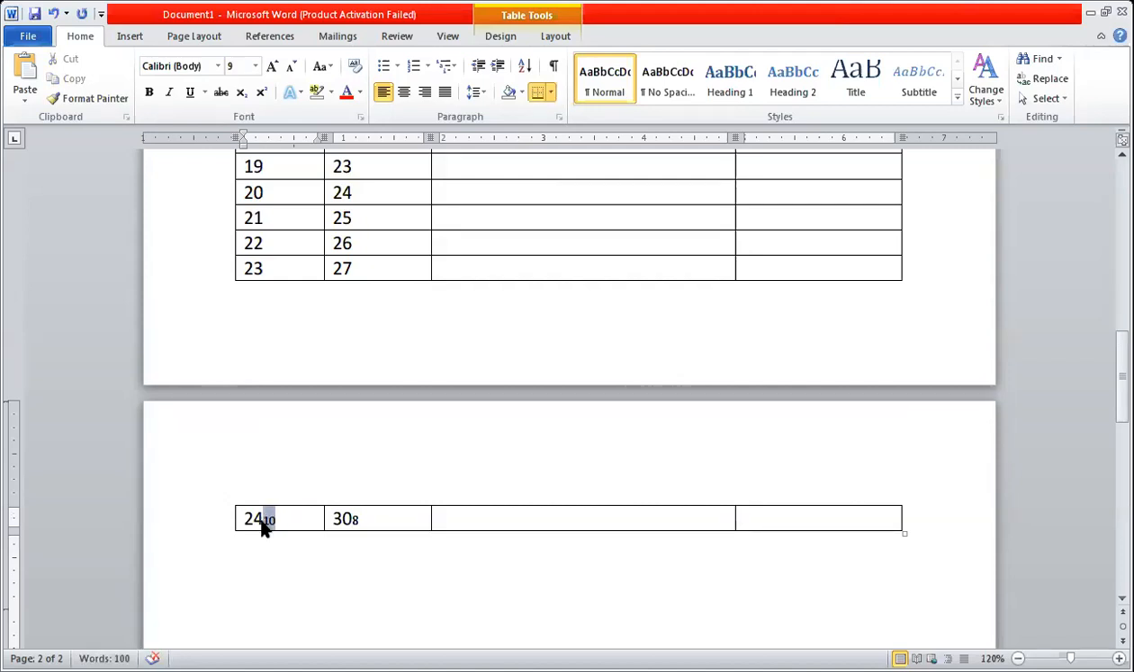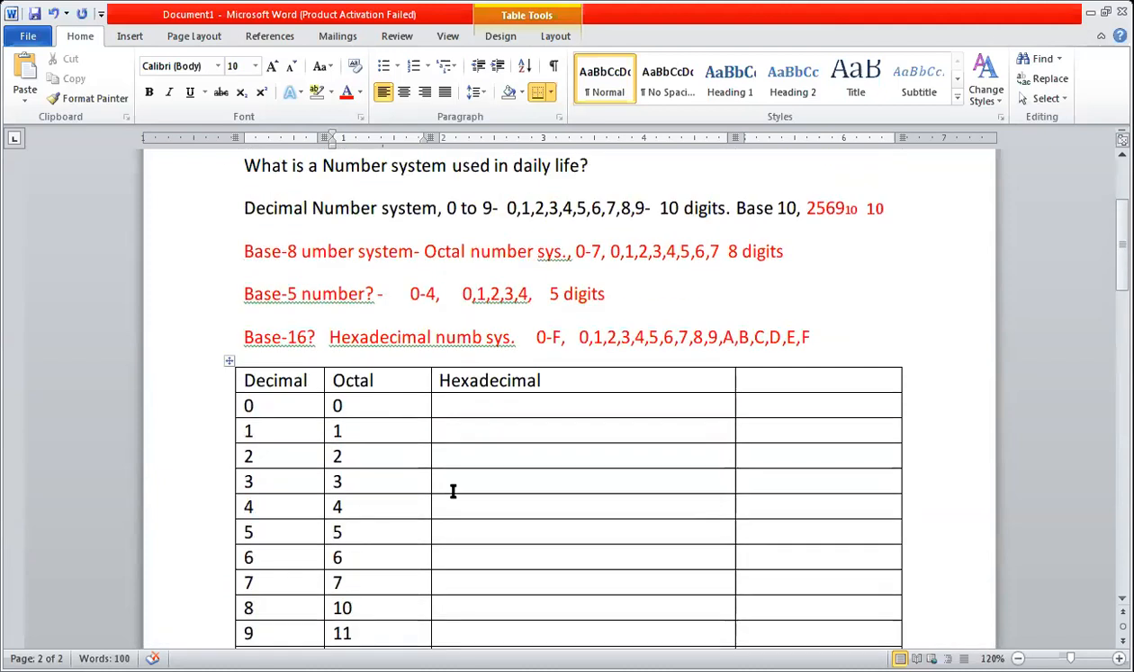Okay, so we represent any number, say 24. If I want to represent 24 as a decimal number, then I have to write a base 10 here always. If I want to mention the number in the octal system, then I have to write the base like this, a small number 8. It is octal.